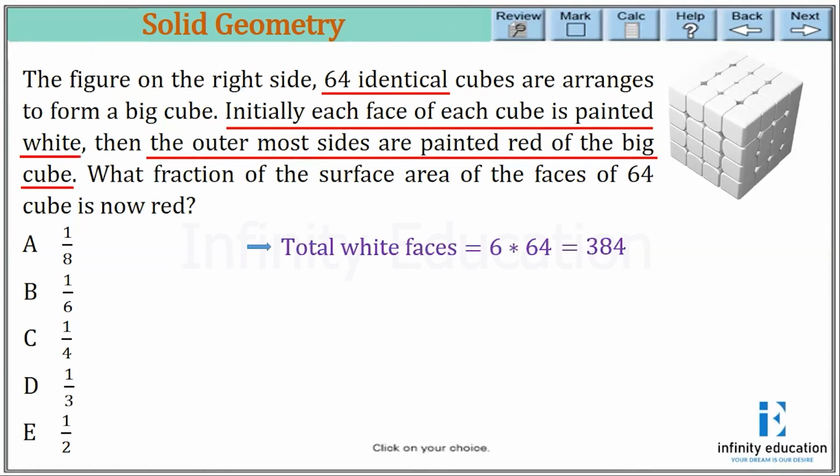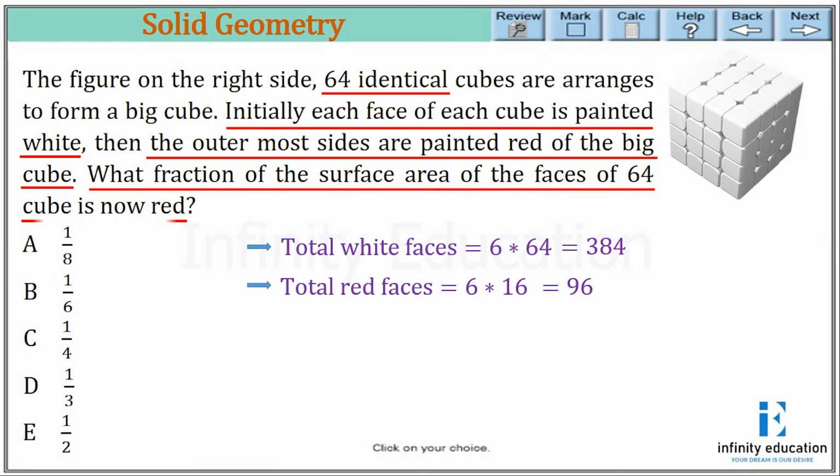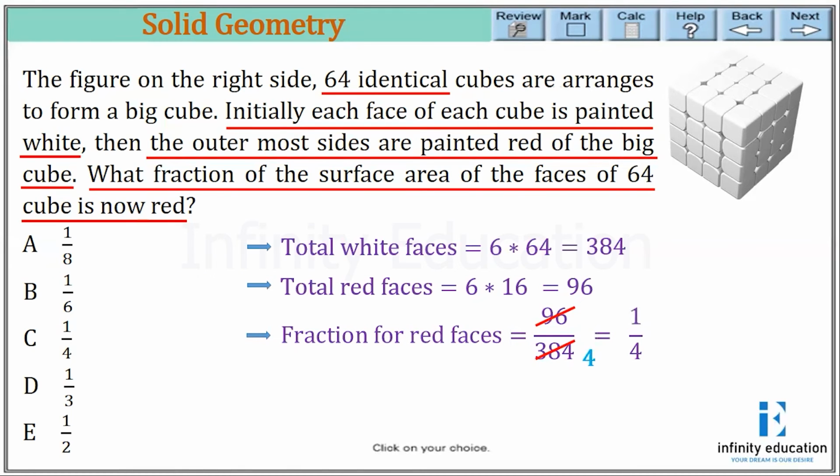Now the outermost sides of the big cube are painted red. So total red faces should be 6 into 16, because one side has 16 faces and there are 6 sides in total. That is 96. Now the question is asking what fraction of the surface area of the faces of the 64 cubes is red. So the fraction for red faces is 96 over 384. If you do the simplification, you will have 1 by 4, or C is the answer to the question. I hope the question is clear to you. Now let's see one more example.